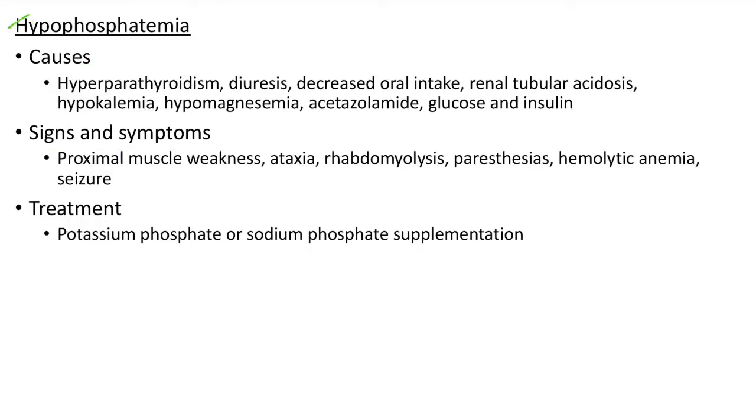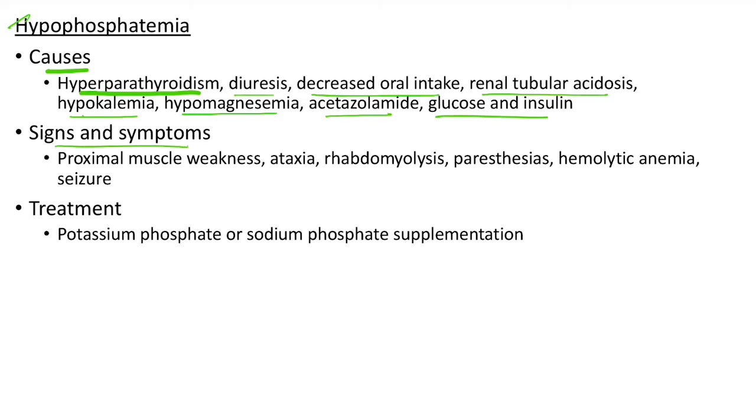Now let us see about hypophosphatemia. What are the causes of hypophosphatemia? Hyperparathyroidism, diuresis, decreased oral intake, renal tubular acidosis, hypokalemia, hypomagnesemia, acetazolamide, glucose and insulin can lead to hypophosphatemia.